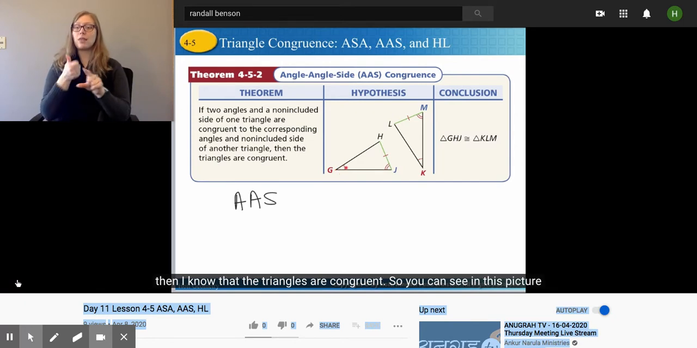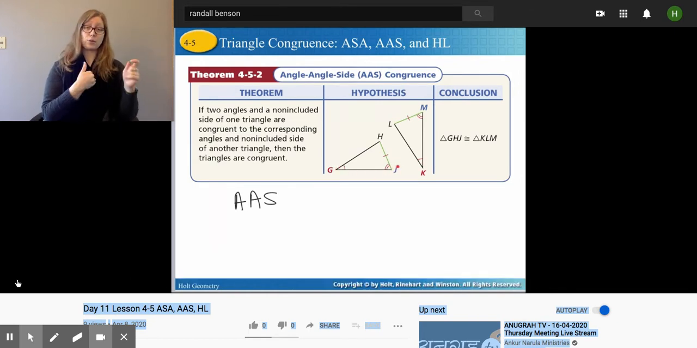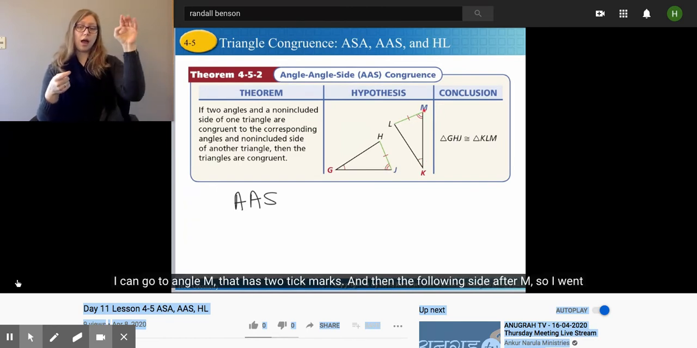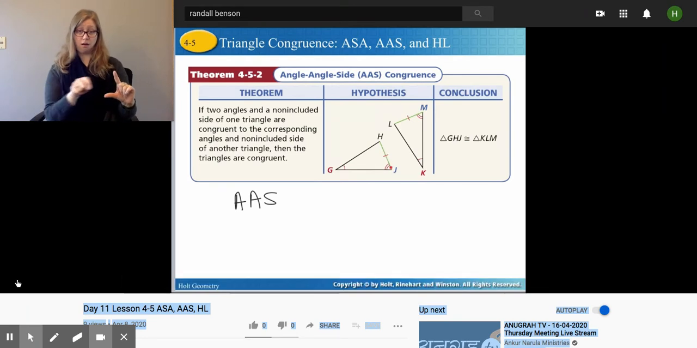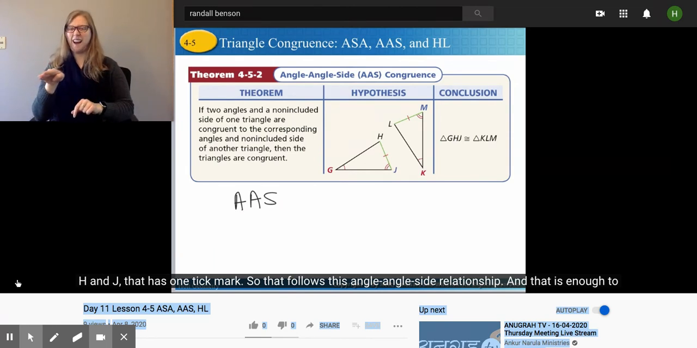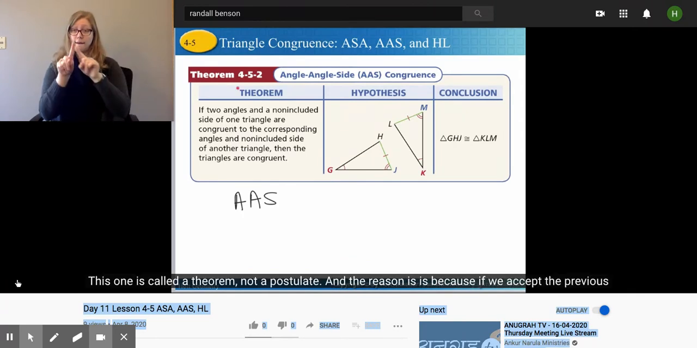So you can see in this picture, angle G has one tick mark, angle K has one tick mark, and then I can see that after angle G, I can go to angle J, and that has two tick marks. After angle K, I can go to angle M, that has two tick marks, and then the following side after M, so I went angle, angle, side, has one tick mark, and the same thing here, if I go G, J, angle, angle, and here's the side between H and J that has one tick mark. So that follows this angle, angle, side relationship, and that is enough to prove that those two triangles are congruent. This one is called a theorem, not a postulate.